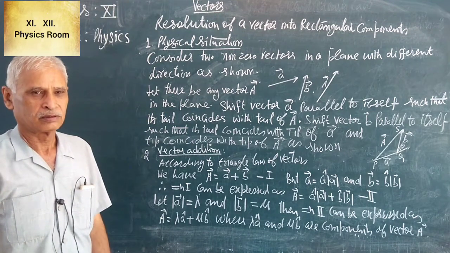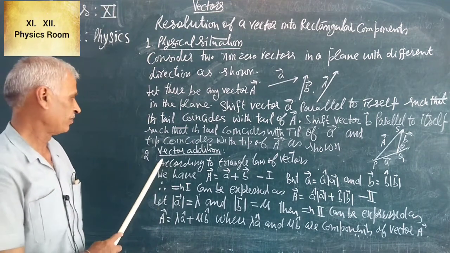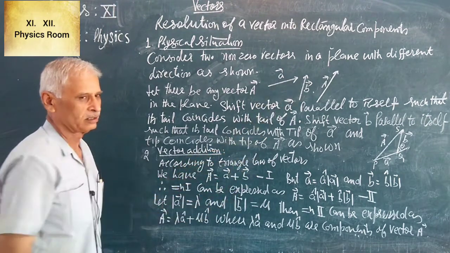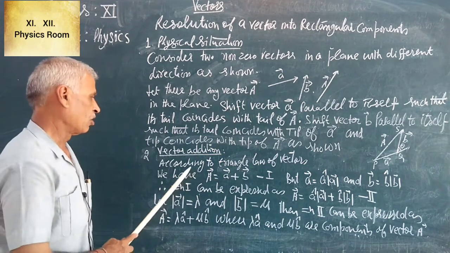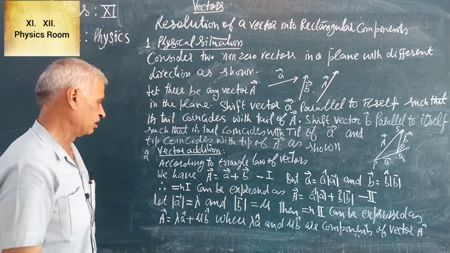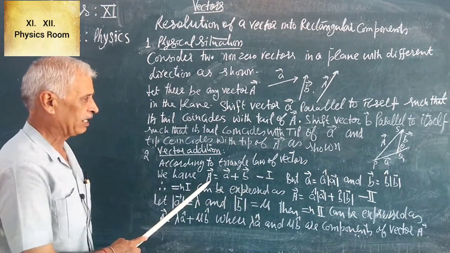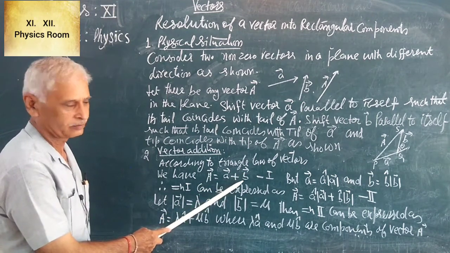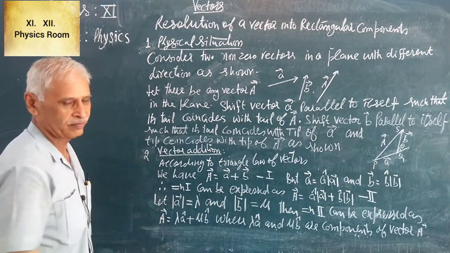Now, we come to vector addition. Addition of vector A and B. How can we add them? According to the triangle law of vectors, we have vector capital A equal to vector small a plus vector small b. Let us mark it as equation 1.